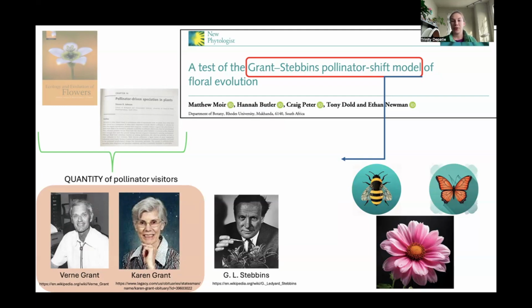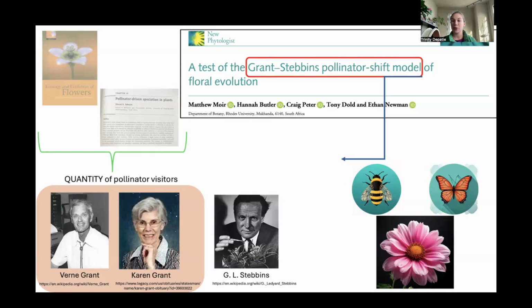flower, and let's say it's visited both by bees and butterflies. Well, let's say in a subsequent generation of this flower that instead of bees being the predominant pollinator here, it turns out that butterflies actually visit this plant more frequently. In subsequent generations, we might see that this plant begins to adapt to butterfly pollination. So it might start displaying different traits, and those traits would be better suited for butterflies to visit rather than bees. To reiterate, the Grants really focus on the quantity of pollinator visitors.